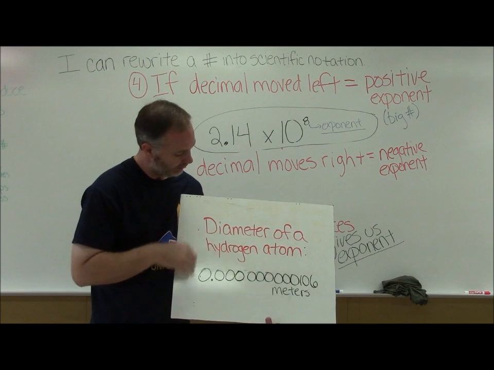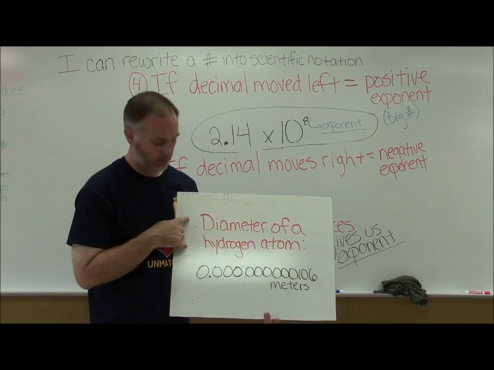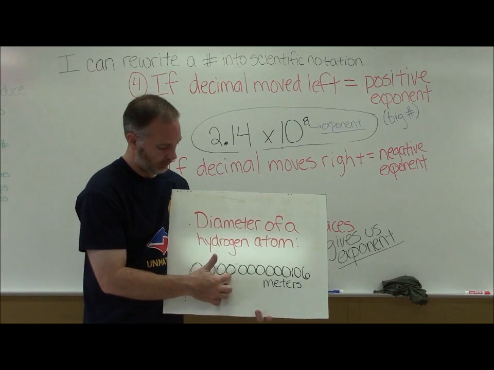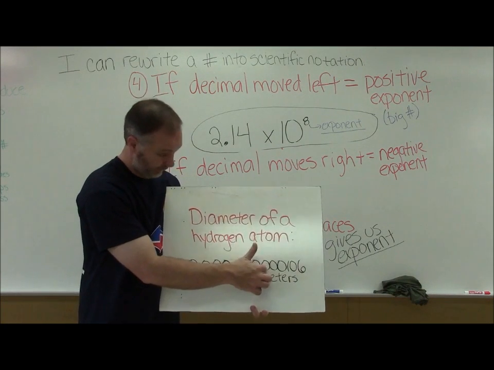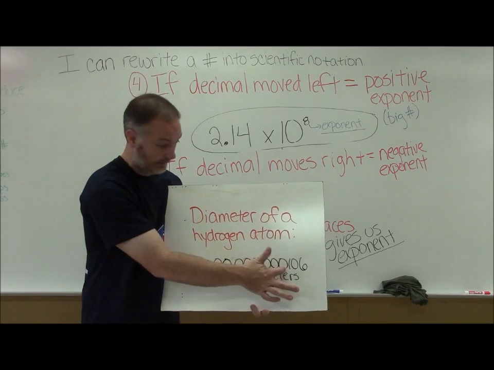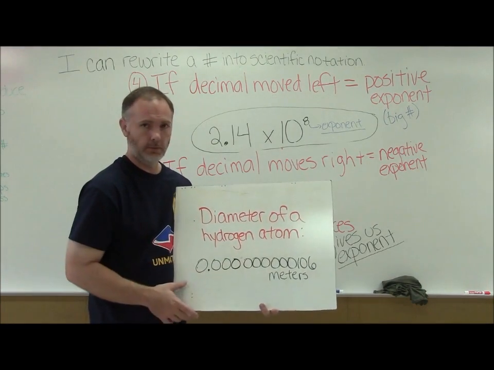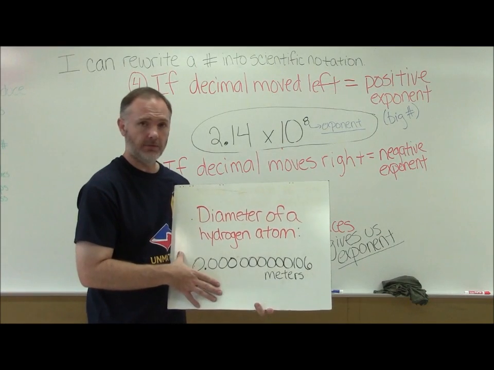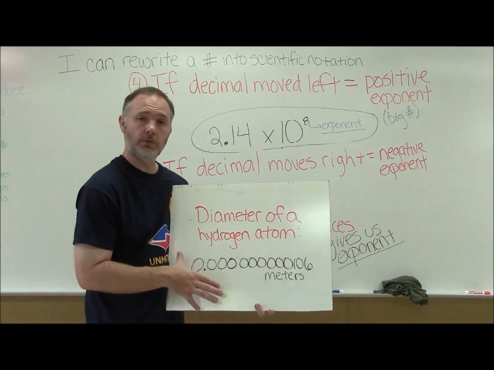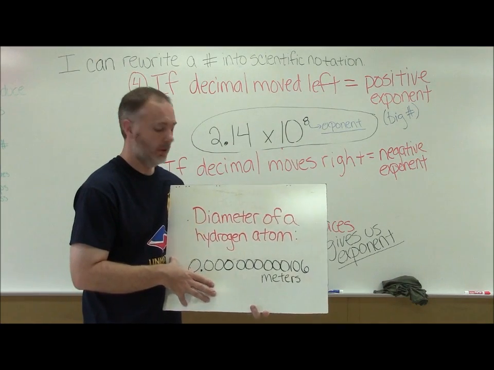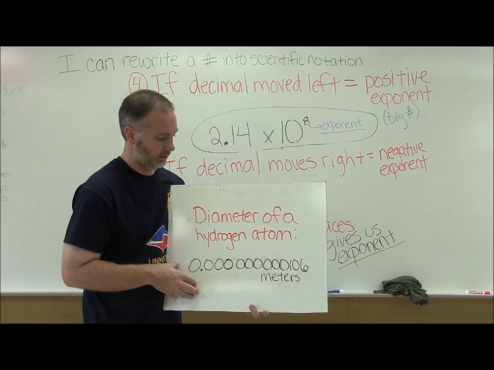What I wrote down here is, the diameter of a hydrogen atom is approximately 0.000000000, that's 9 zeros, and then 106 meters. We'd hate to have to write this down a bunch of times, so let's use scientific notation to rewrite it in a more convenient form using multiples of 10.